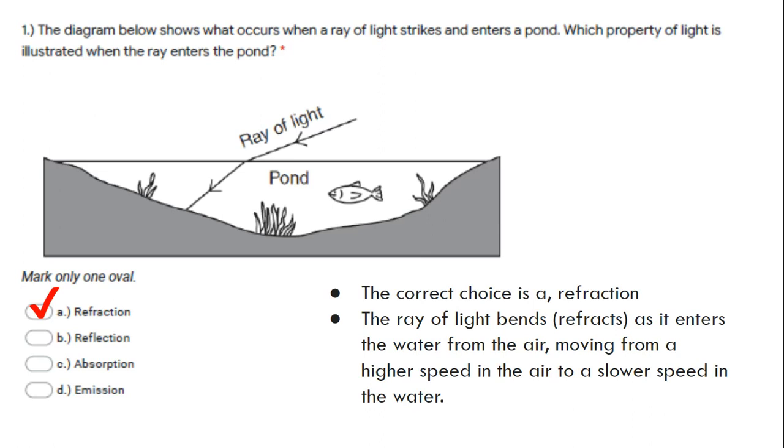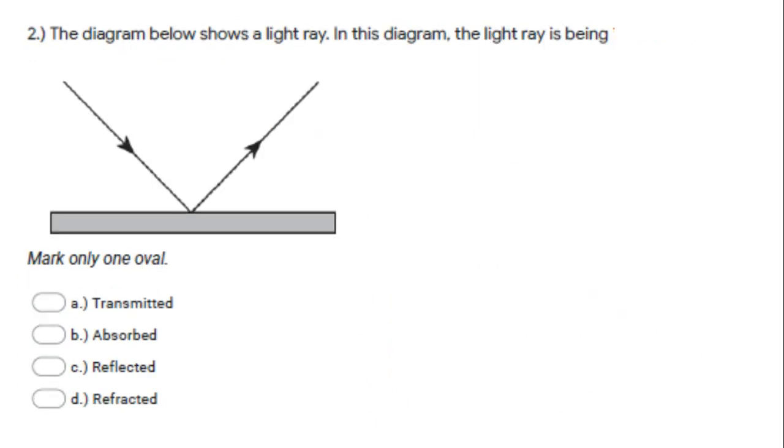The ray of light bends, or refracts, as it enters the water from the air, moving from a higher speed to a slower speed in the water. So right now, the light ray is coming in, and when it hits the water, because it's a different material, it then bends and moves at a slower speed because it's easier for the light ray to move in air than it is in water, so it bends, right? So that's refraction.